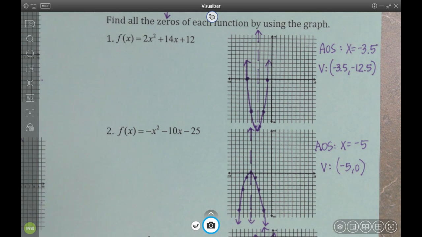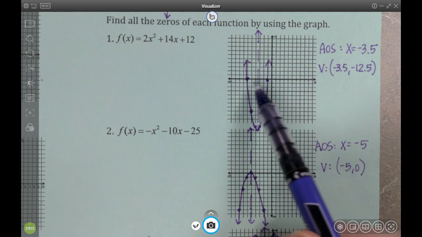Nope. Standard form. Nope. What's the other one? Factored form. We factored it. Okay, whenever you factored it, then it was really easy to find the zeros. Because the first thing you did was factor it, and then you set each factor equal to 0, and that gave you your x-intercepts.